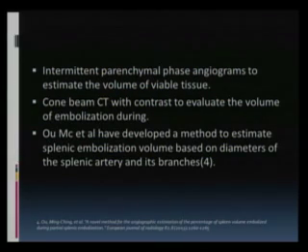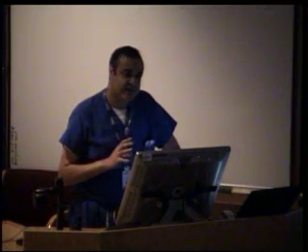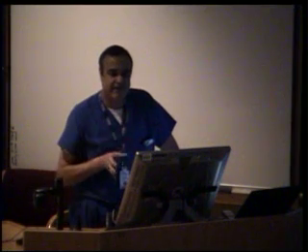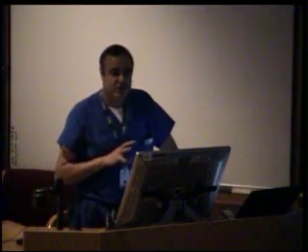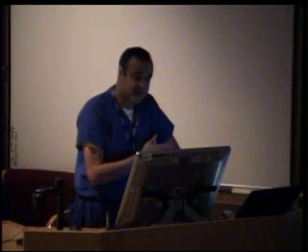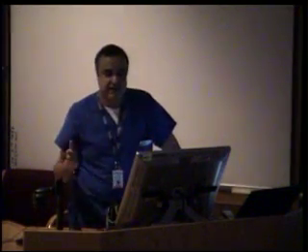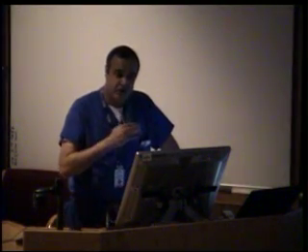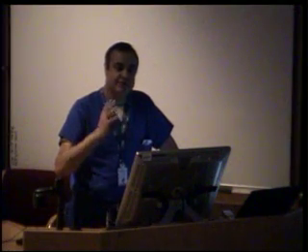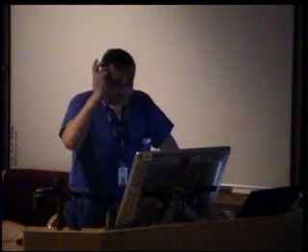During the procedure, you will do intermittent parenchymal phase angiograms to estimate the volume of tissue. A big problem of doing splenic embolization is to estimate how much volume you have embolized. Remember, the spleen is reniform in shape, like a kidney shape, right? So you think you have embolized 30%, and sometimes you find you embolized 50%. Sometimes when you think you embolized 50%, you have actually embolized 30%. So during the procedure, you keep doing angiograms to see how much of the spleen you have embolized.